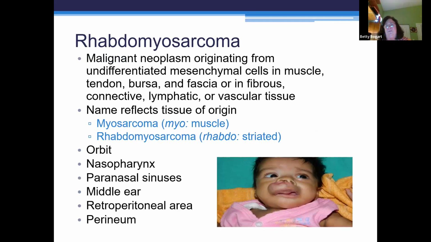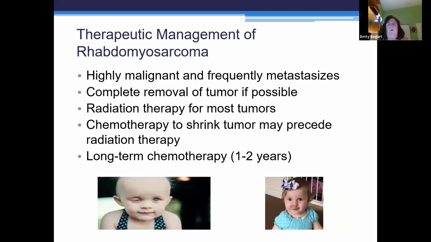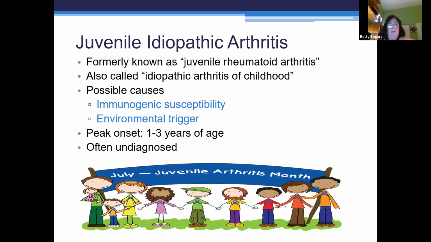Now, rhabdomyosarcoma is muscles, right? This is those things like in the nose, on the gums, in the ears. It also could be in the peritoneum and retroperitoneal area, and it just gets bigger. And again, this is malignant. So radiation, chemo, and these children with this are usually on long-term chemotherapy.